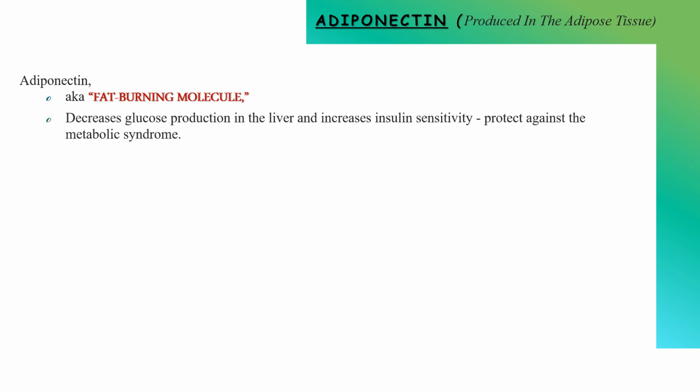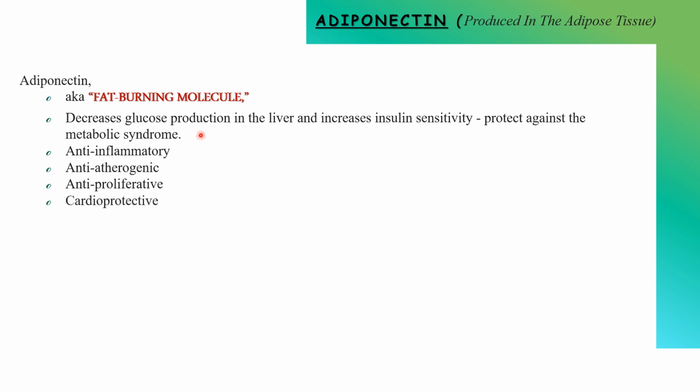A second very important hormone secreted by adipose tissue is adiponectin. Adiponectin is also called a fat burning molecule. Why? Because it stimulates fatty acid oxidation in skeletal muscles and reduces the fatty acid levels. Adiponectin also decreases glucose production in the liver and increases insulin sensitivity. It is anti-inflammatory, anti-atherogenic, anti-proliferative, as well as cardioprotective.